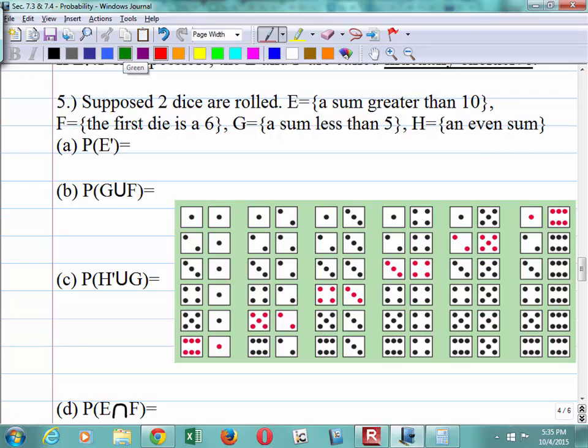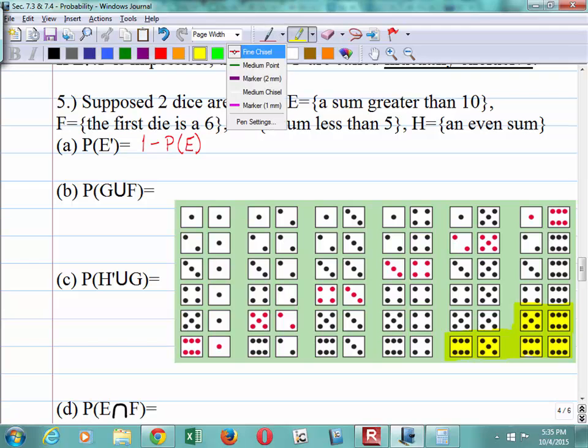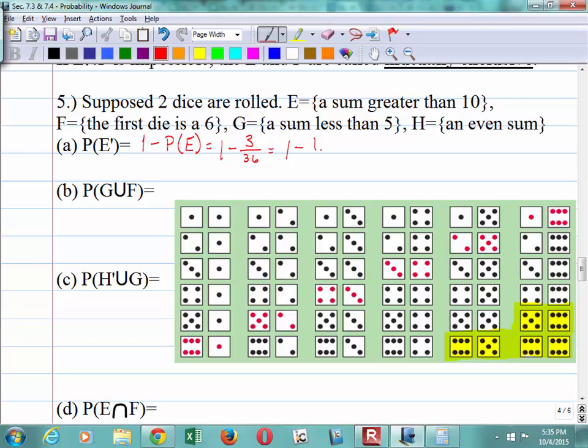So to calculate this, we can do 1 minus the probability of E. So the probability of getting a sum greater than 10, here's 12, here's 11, so there's only 3 of those. So that's equal to 1 minus 3 over 36. You can reduce that to be 1 minus 1 over 12, and that would be equal to 11 over 12.